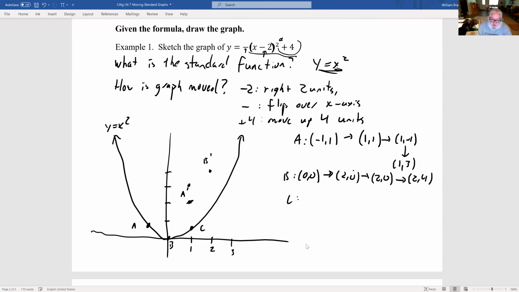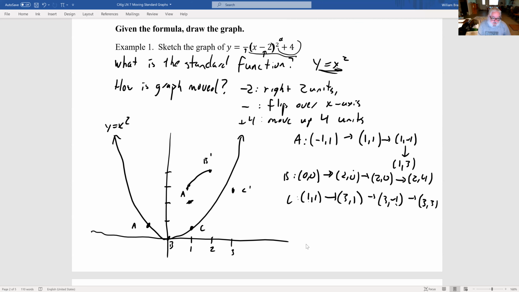And then where does C go? C starts at 1, 1. Right 2 units means adding 2 to the x coordinate. Flipping means multiplying the y coordinate by -1, and then adding 4 means add 4 to the y coordinate. So 3, 3. So that'll move to that point. And so that's the 3 special points of our new parabola.